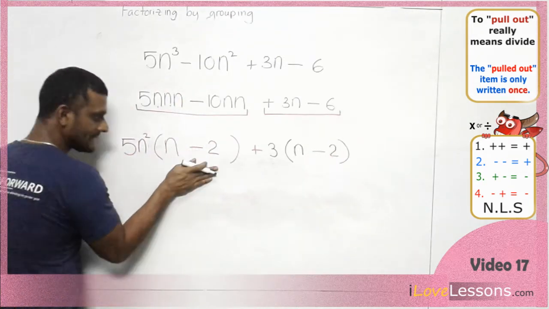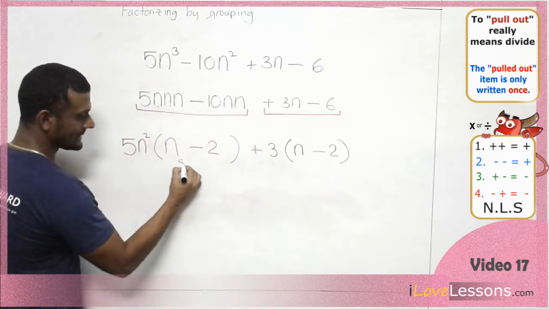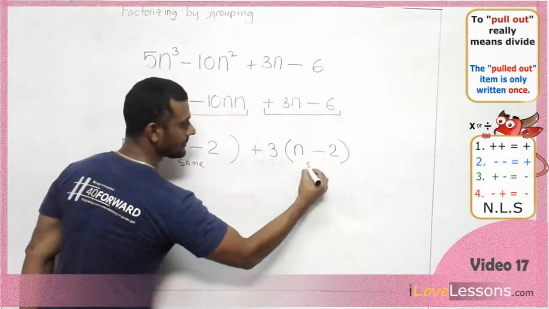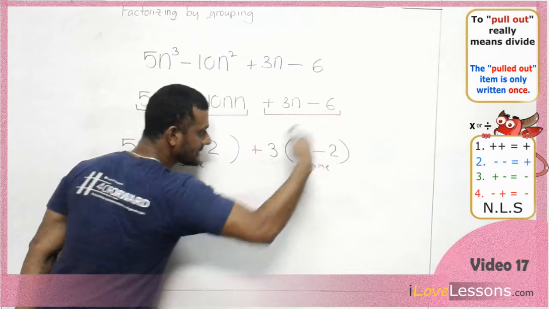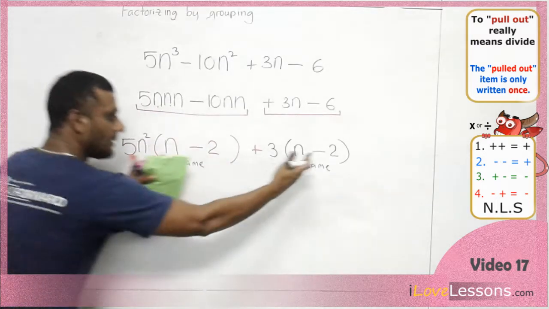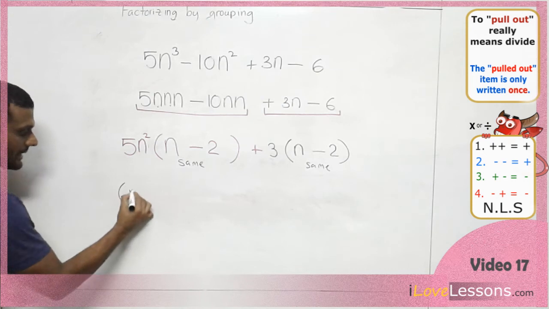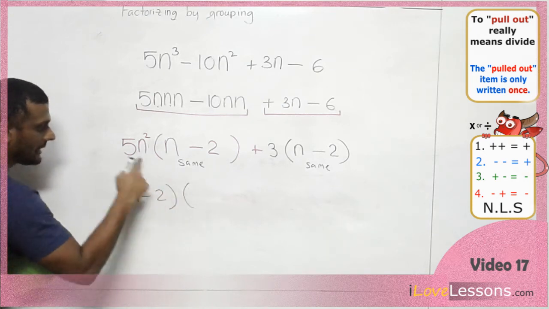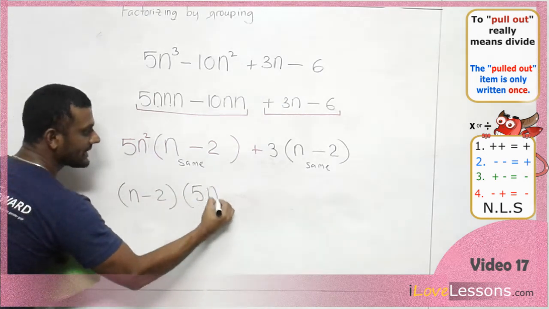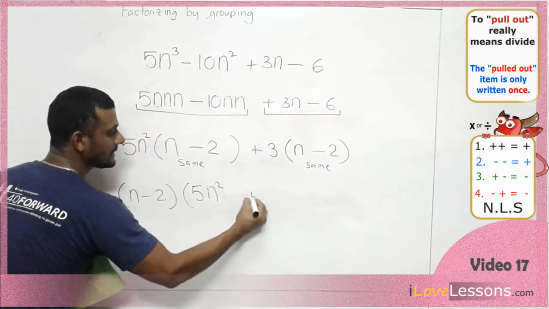You notice that this and this look exactly the same. Smiley face, smiley face. Pull that out, but only write it once. If we pull that out, we will be left with 5n squared, and we'll be left with 3.